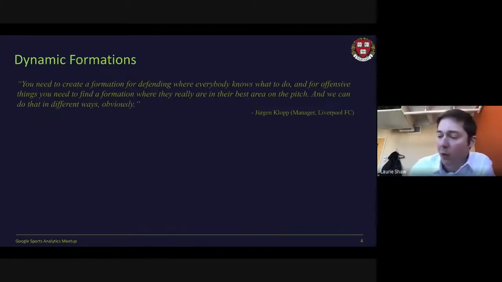So here's a quote from the Liverpool manager Jurgen Klopp. "You need to create a formation for defending where everybody knows what to do. And for offensive things, you need to find a formation where they really are in their best area of the field. And we can do that in different ways, obviously." So clearly what Jurgen is saying is that they have different formations for different situations in the game. So that maybe at the crudest level when they're defending and attacking, and probably in more fine detail than that.